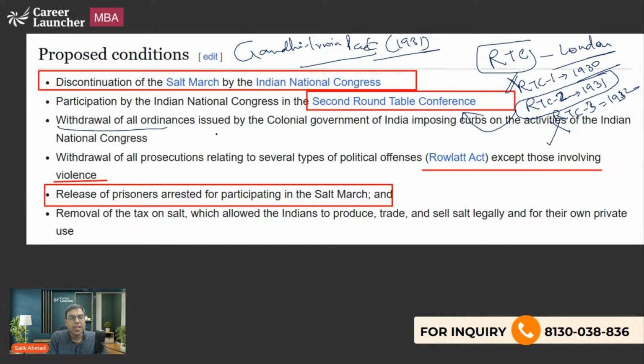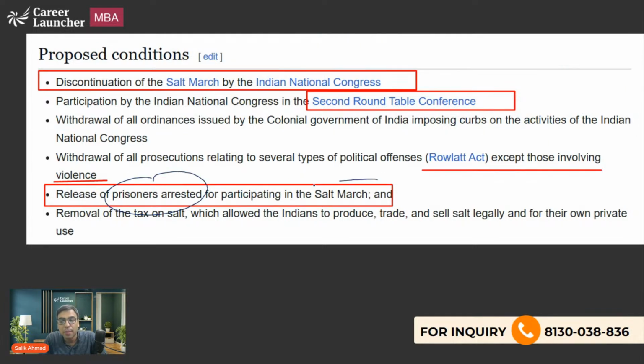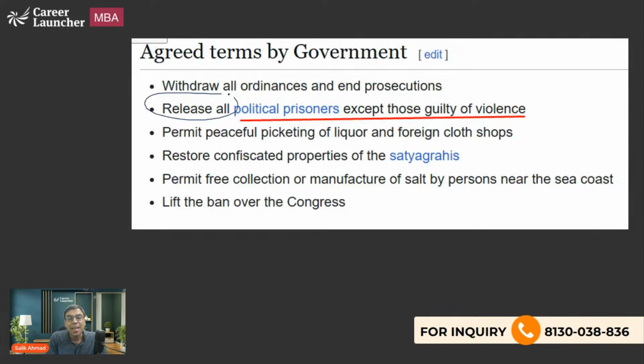Now, withdrawal of all the ordinances issued by the colonial government for curbing the activities. Withdrawal of prosecution related to several types of political offense. And one more important thing: release of prisoners arrested for participating in SWAT march. So Gandhiji also said, okay, we are suspending the civil disobedience movement. We will participate in roundtable conference in London, but you have to release those prisoners who were arrested during the protest. And one more thing: look, it was also there that release all political prisoners except those found guilty of violence. But those who have been found guilty in the court of law, they were exempted, technically.